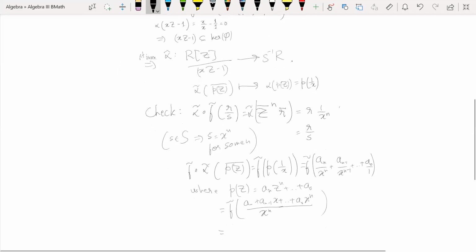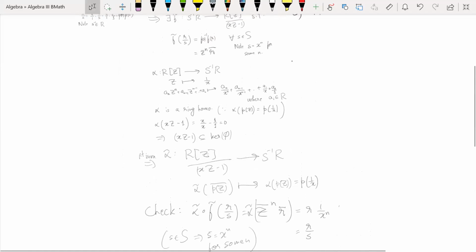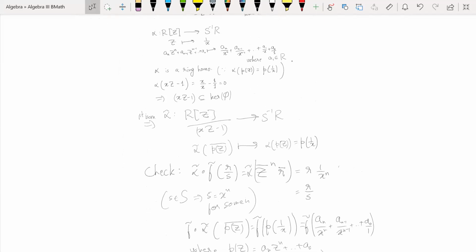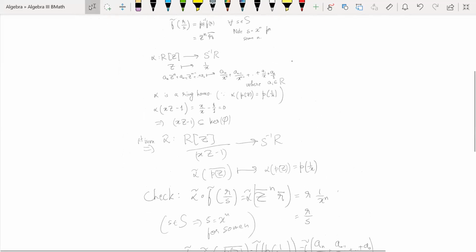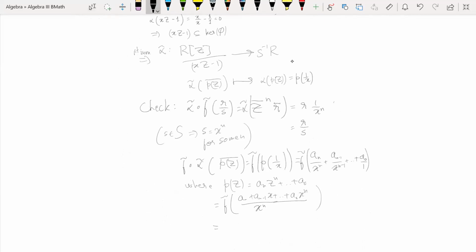And hence what you get is z bar power n times r bar. So r is this guy, so it's z bar power n minus r bar, which is this guy, a0 x power n bar. I didn't think it should go this much, but it's going anyway. So let's just write it down.